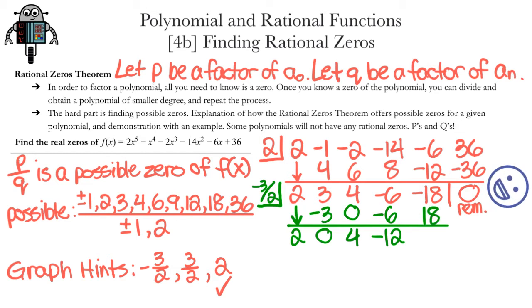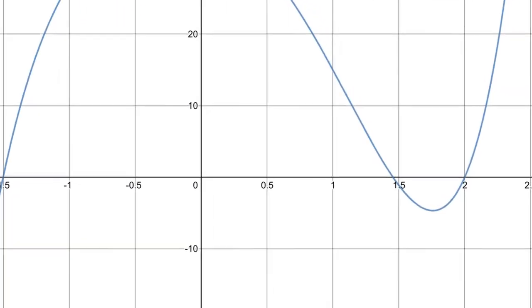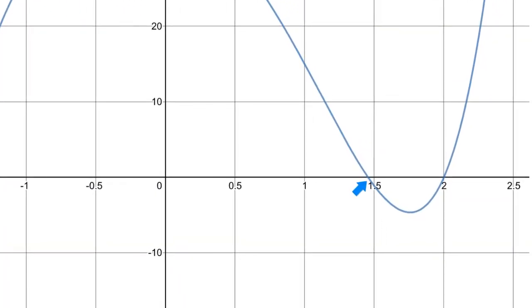All right, negative 18 plus 18 is 0. We love it when that happens. That means negative 3 halves is a real 0 of this polynomial. Let's look at the graph one more time. You might have noticed this before, but at x equals 3 halves, it doesn't actually look like that's a 0.